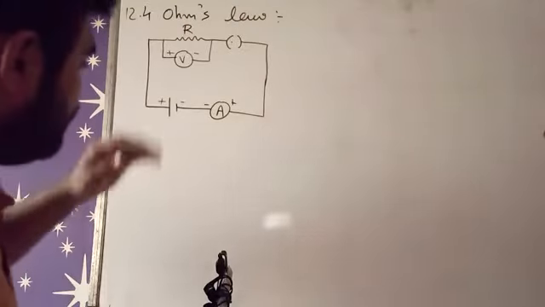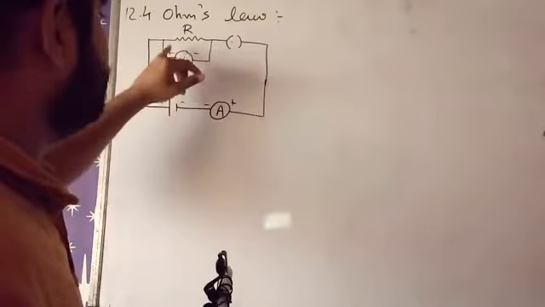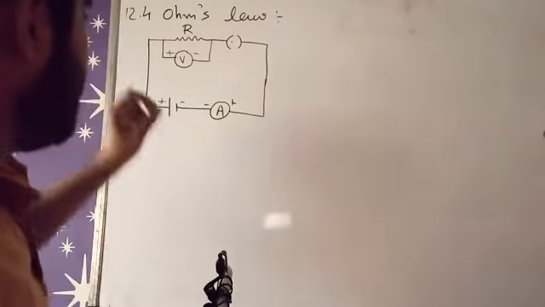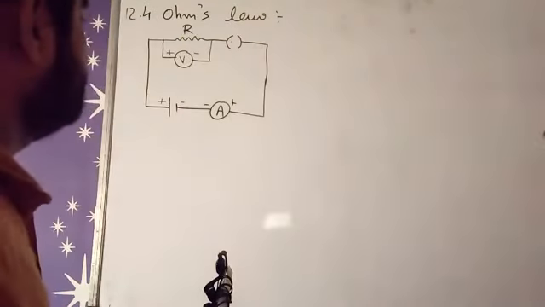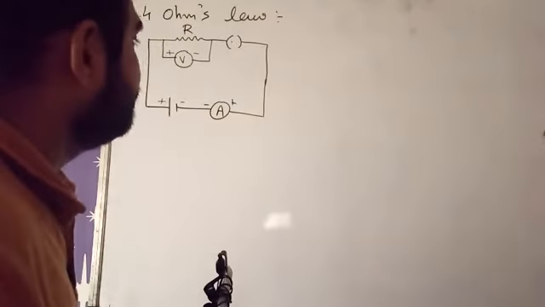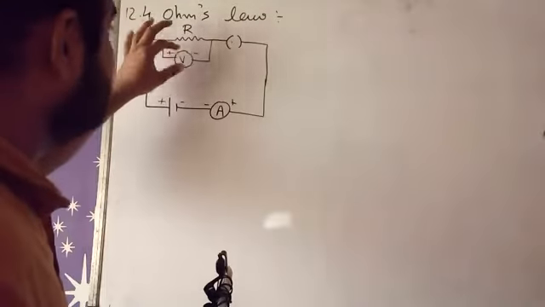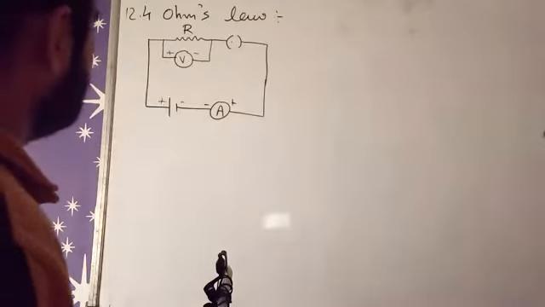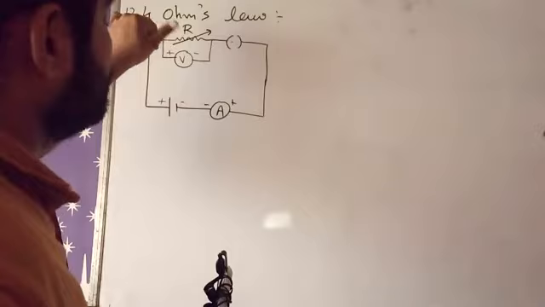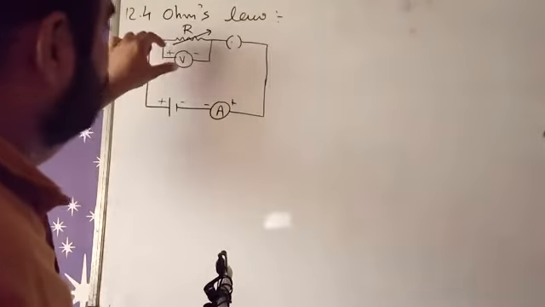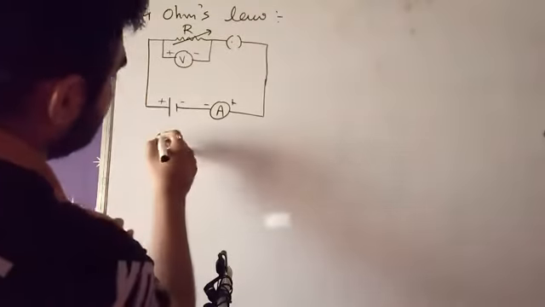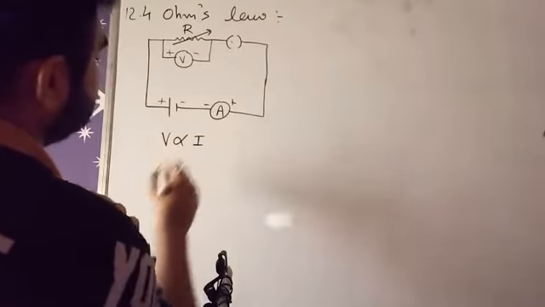Now if we find the relation between voltage and ampere, we can observe that as we increase this voltage, the ammeter reading, meaning the current, also increases. So how can we increase this voltage? By increasing resistance. So we can put a variable resistance here. By increasing resistance we are getting more voltage, and with more voltage we are getting more current. So from this observation we can write V is directly proportional to I.